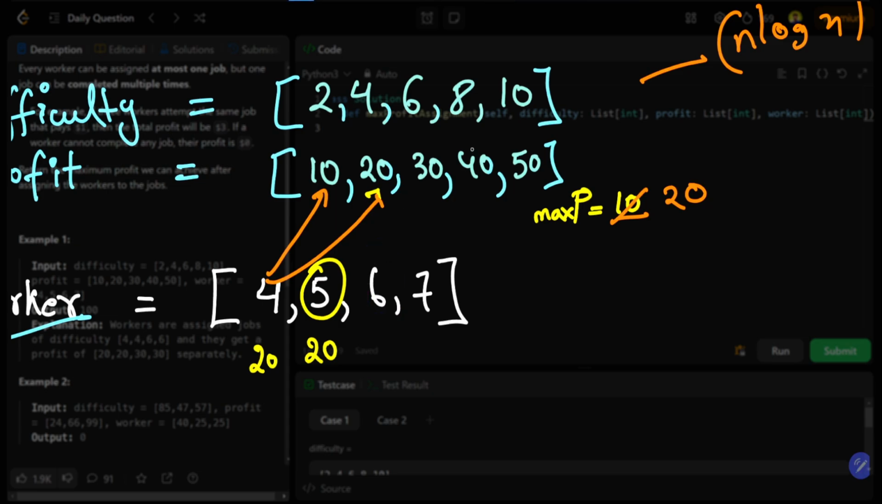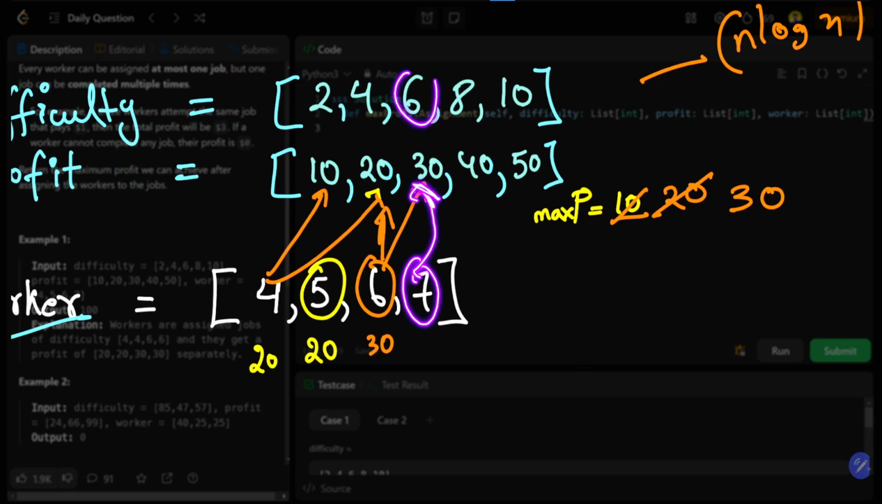So for this person, at least it can do this task, but it can do this task as well because the difficulty level is 6 for now. So now my maximum profit becomes 30. It can do 30. 7 will come. 7 can do at least the 30 profit task, which is 6, but it cannot do the 8 difficulty level task. So it will also get the max profit, which is 30.